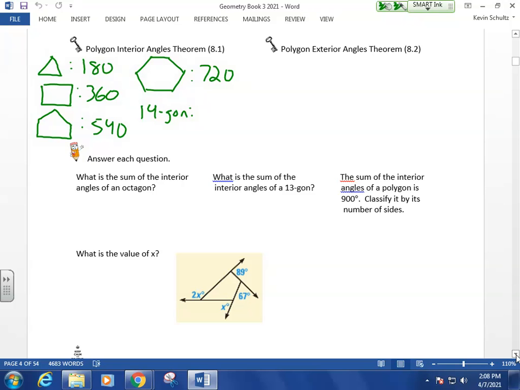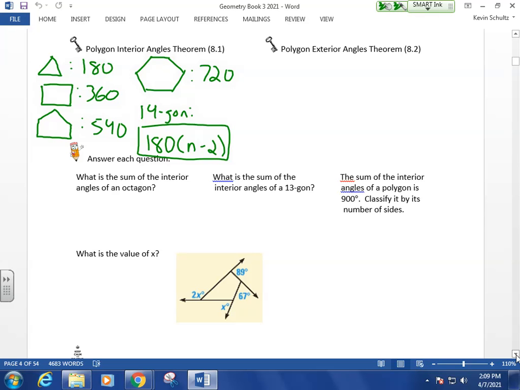Got it. Good. The formula is 180 times the number of sides minus 2. Since we're starting with a 3-sided shape at 180, and we're increasing from 180 each time, 3 is kind of our beginning number, right? So 3 minus 2 is 1 times 180 will give us 180 degrees for a triangle. A pentagon, 5 minus 2 is 3. 3 times 180 is 540.